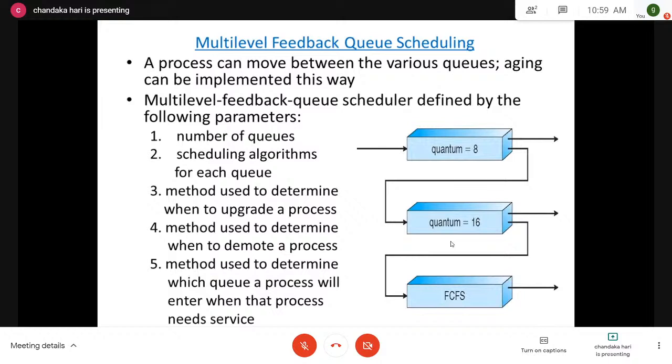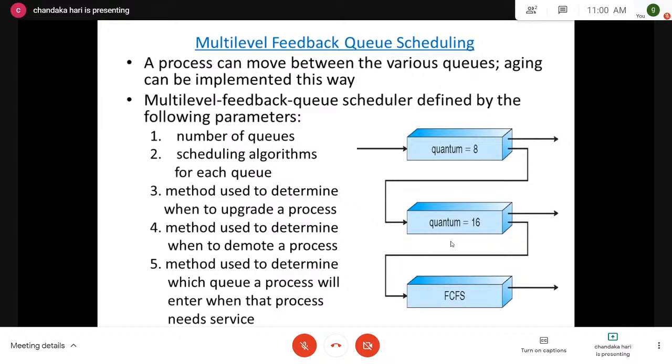A process can move between various queues. Aging can be implemented in this way. So we will see this one. Before going to the detailed discussion about how to implement the multi-level feedback queue scheduling algorithm, let us see the minimum parameters which are required to implement this algorithm. So, how do you?